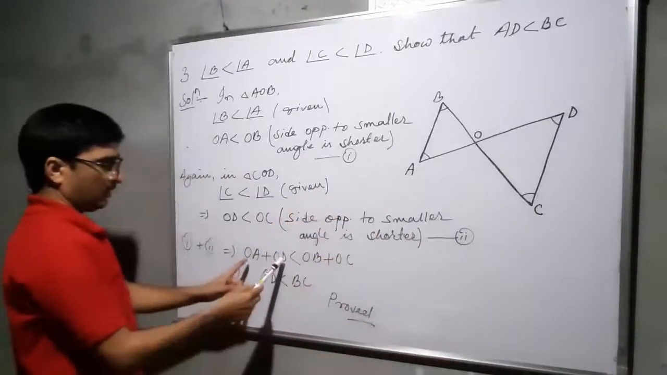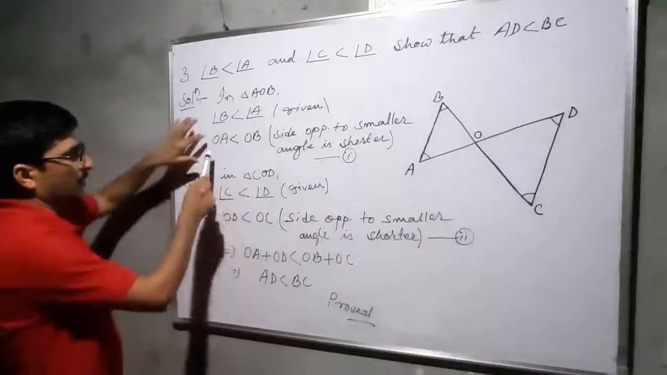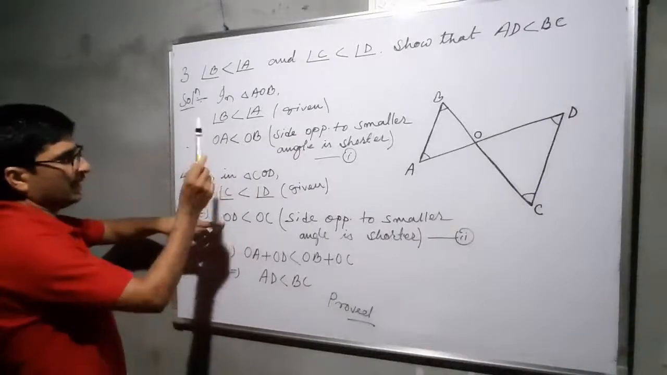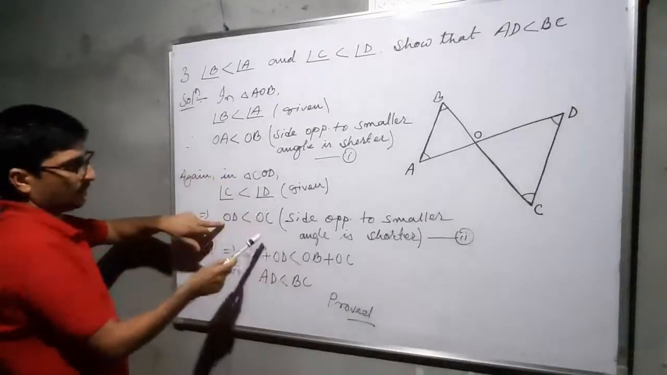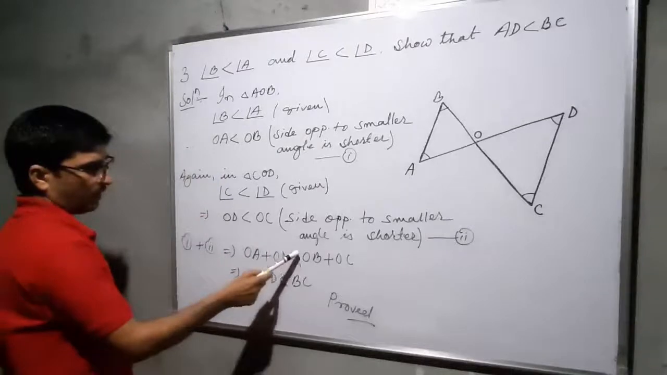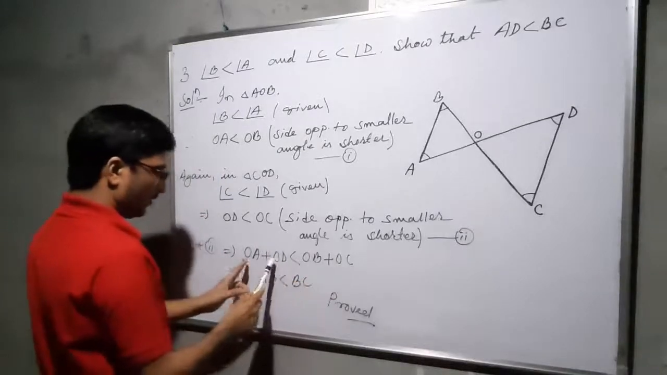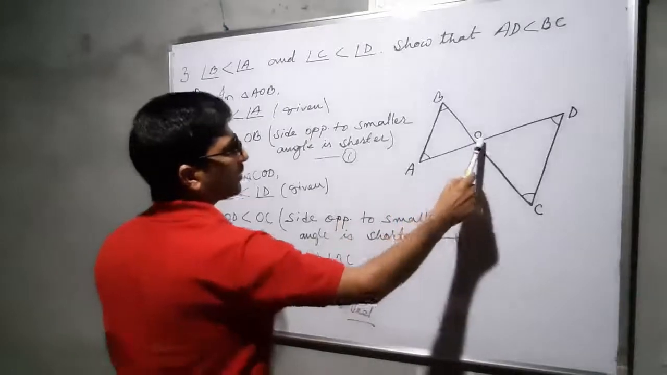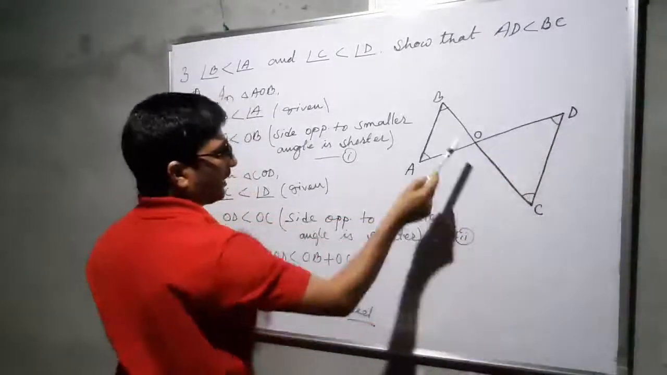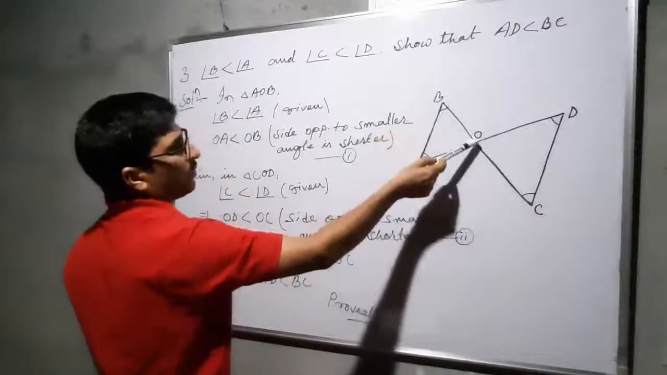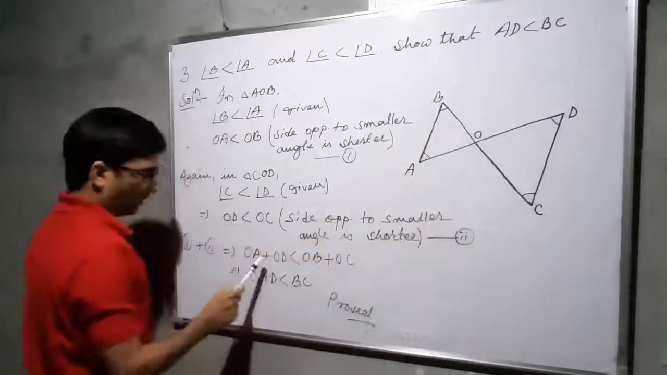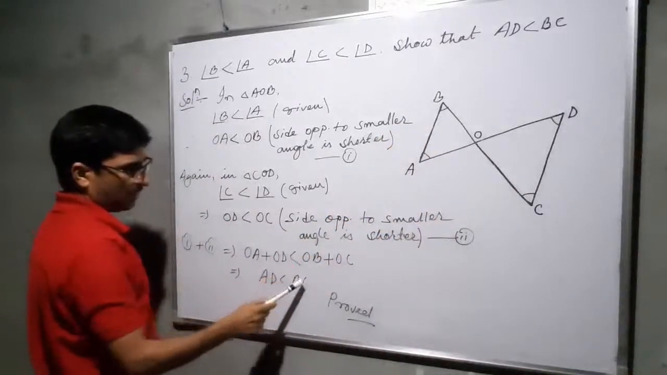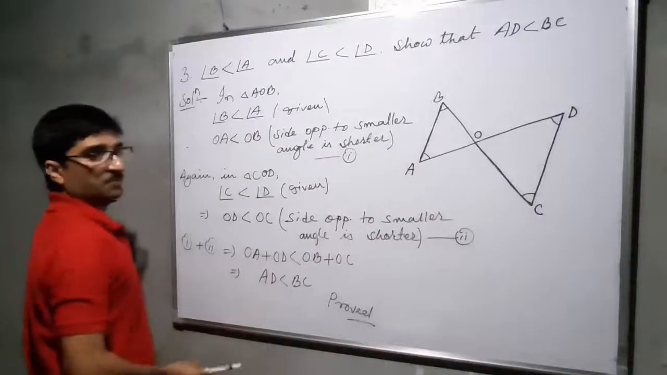Now these two we add, 1 plus 2. Then OA plus OD is less than OB plus OC. Now OA plus OD is AD, and OB plus OC is BC. So AD is less than BC, it is proved.